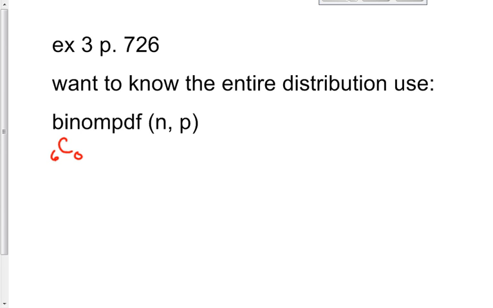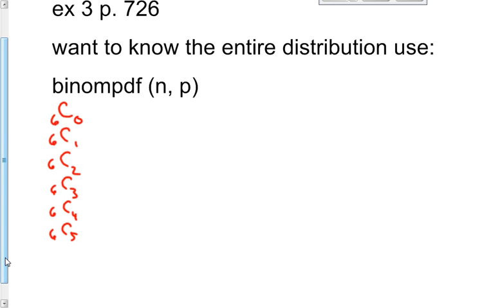Nobody says they have a soccer ball. 6 people, 1 person said they had a soccer ball. 6 people, 2. 6 people, 3 of them said yes. 6 people, 4 said yes. 6 people, 5 said yes. And 6 people, 6 said yes. I need to know this entire distribution.